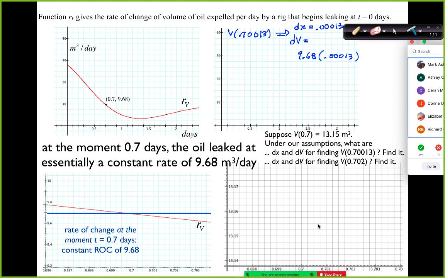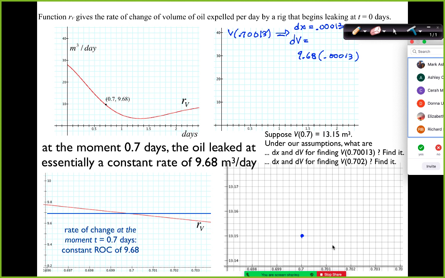And so let's start drawing this here. So where's 0.7? It is right here. And what was the volume at 0.7? 13.15. Is that right here? Do I have that right? My eyes are going bad.